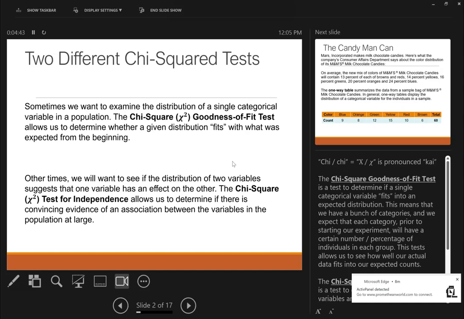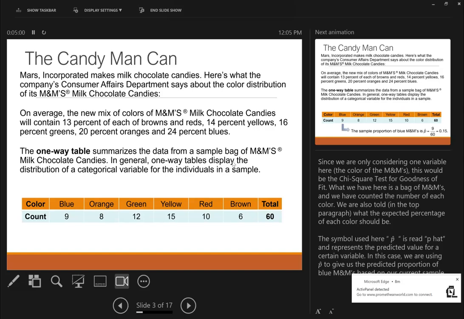The other option that we'll talk about next time is the chi-squared test for independence. That's where we're going to look at testing to see if 2 variables have an association with each other, kind of like a cause and effect relationship. But that'll be for next time.